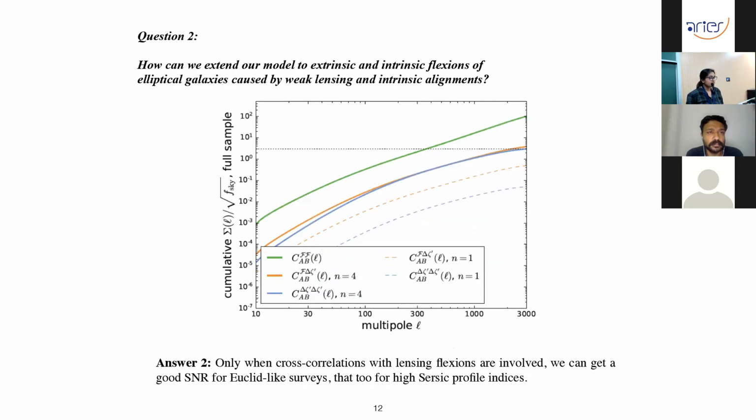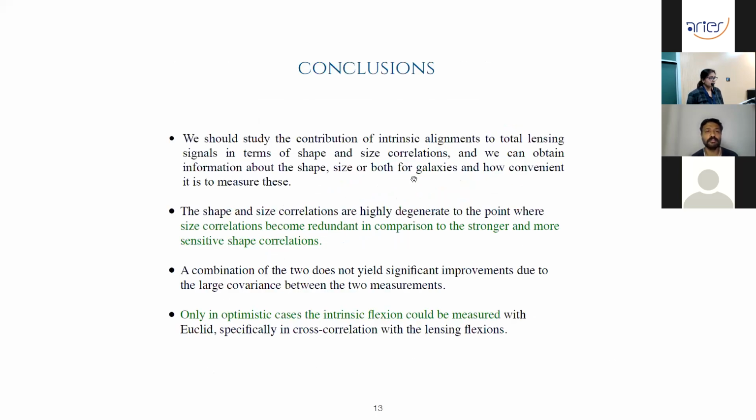And for the other question, if we want to extend it to flexions, we see that the cross correlations where lensing flexions are involved give a better signal to noise ratio. For autocorrelation between flexions, it is not really useful. The flexion signal is about 1/10 of the shape size signal, so it's already quite low. If you want to get some flexion signal, it's better to cross correlate with lensing flexions. And then only for Euclid-like surveys could we get some optimistic results. So, yeah, that's the conclusion.